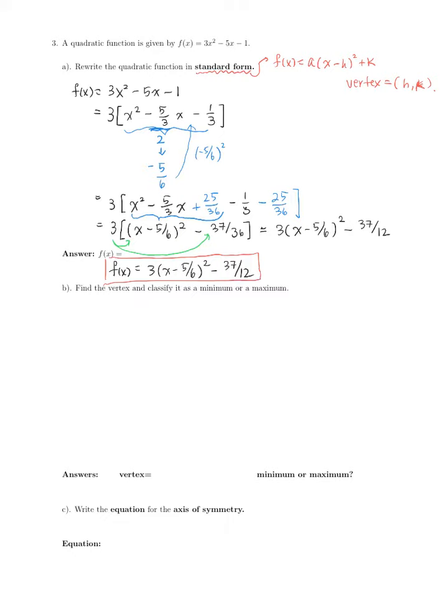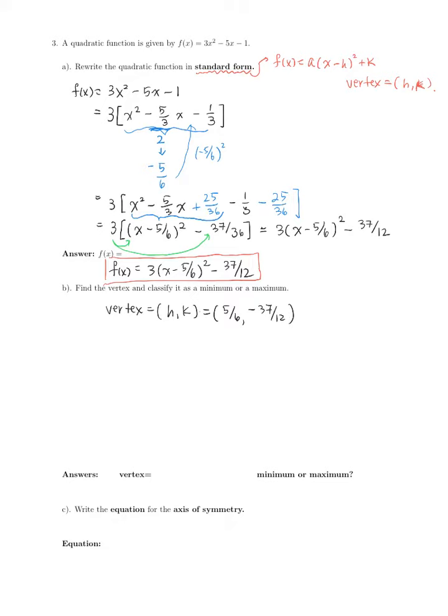All right, now let's go with part B. Find the vertex and classify it as a minimum or a maximum. Again, please look at the formula for the vertex. The vertex is denoted by h comma k. So in this case, our h is what? 5 over 6. And then our k is negative 37 over 12. So that's going to be our vertex.